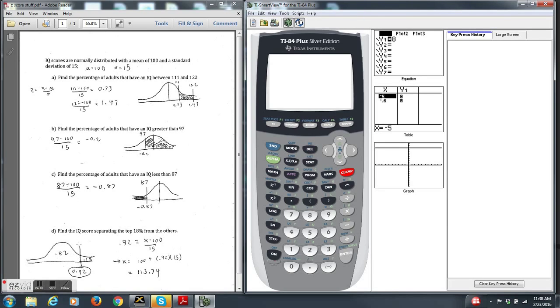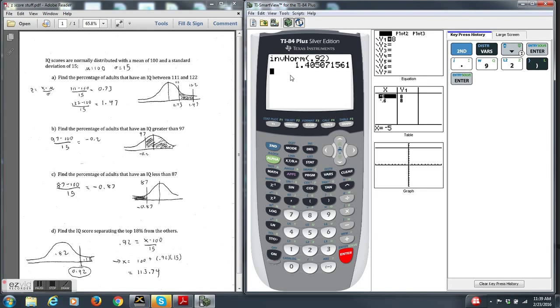Okay, and then all we're going to have to do is put in the inverse norm, all in the same spot. So I'm going to go right to distribution again. Inverse norm is number 3. And inverse norm, just that 0.92. Again, if it asks, mean 0, standard deviation 1. But if it comes up like this, you don't even need to care. And there we go. There's my z-score, 1.4. Oh, sorry, typo. I meant to put 0.82, didn't I? 0.92 ends up being my answer. Sorry about that. All right, so same thing. Let's just start over.